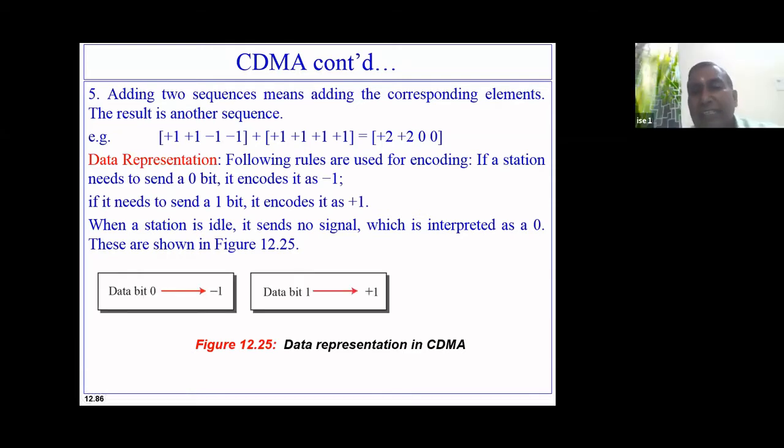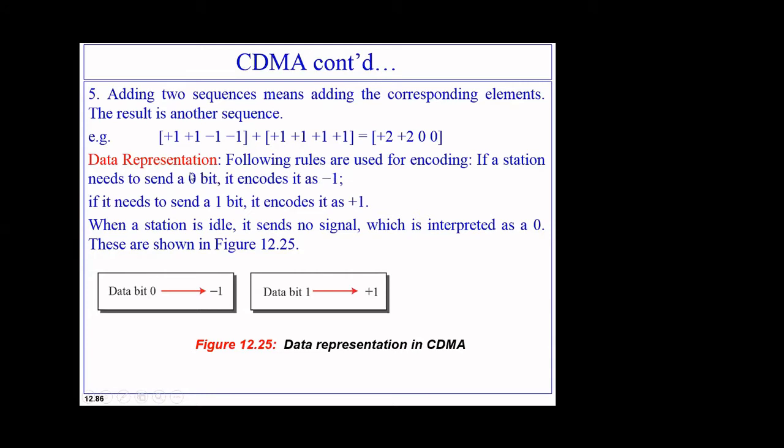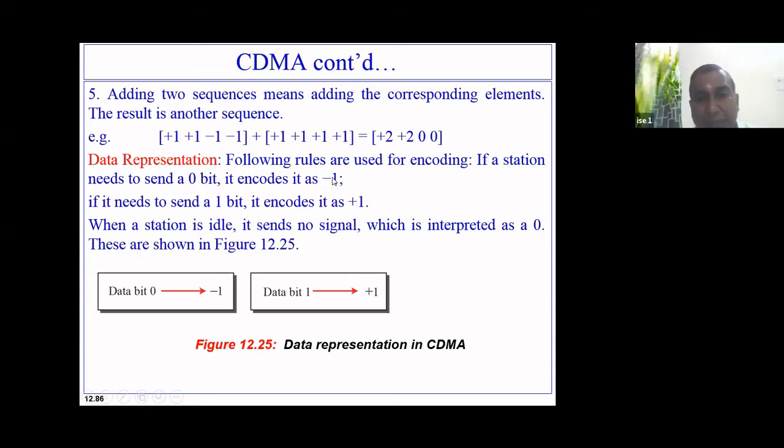Now, how do I represent the data basically? For this particular CDMA method, if station 1 wants to send a bit 0, it is encoded as minus 1. Bit 0 is always encoded as minus 1, and bit 1 is always encoded as plus 1. Have you understood this encoding system? If a station wants to send bit 0, it will encode it as minus 1. And if a station wants to send a bit 1, it will encode it as plus 1, right?